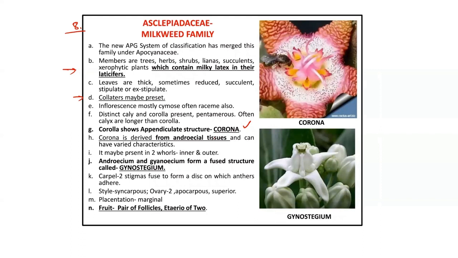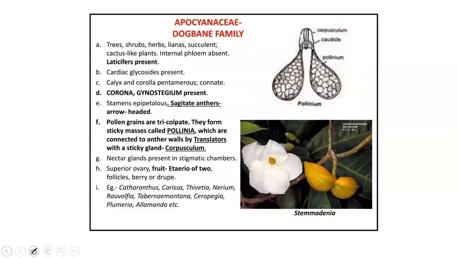So this is also important, and because of the disease this has become important. So just try to have a look at that. Then the important term that I wanted to introduce you to is the gynostegium. Okay, so what happens in this, that the androecium and gynoecium are fused together and they form a structure which is called as gynostegium. Now, fruit is also important, a pair of follicles. Okay, so this is important. You should be having this information. You can just strike the wrong ones out and pick up the right one. Now, that was the eighth one.